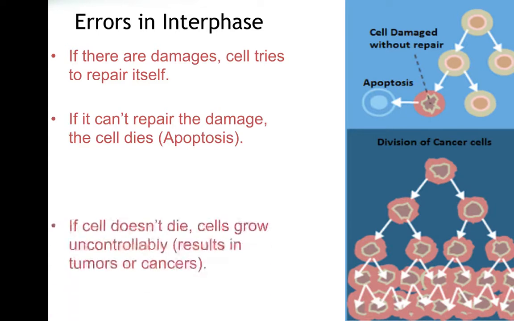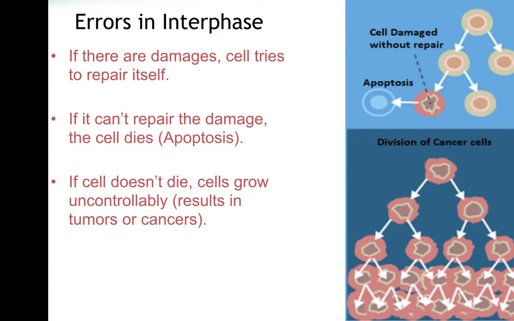Sometimes the cell doesn't listen to the signals the body sends, and the damaged cell doesn't die but grows uncontrollably. This results in tumors and cancers. Now, a tumor is a mass of damaged cells that continue growing. If it is benign, the mass of cells continues to grow within a certain area of the body. But if it is malignant, then that is cancer. And that's when the cells start to spread to different parts of the body.